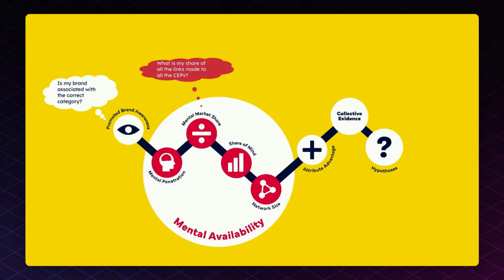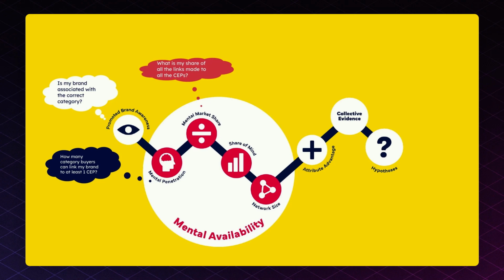Then we ask, what is my share of all of the links that are made between the category entry points and the brands? And you can think of this a little bit like your sales market share, where you're keen to understand what's my share of all of the sales in the market. Here, you want to understand what's my likelihood of being retrieved in a buying situation compared to my competitive set in the category. And then you'll remember there's 3 diagnostic tools that sit below mental market share.